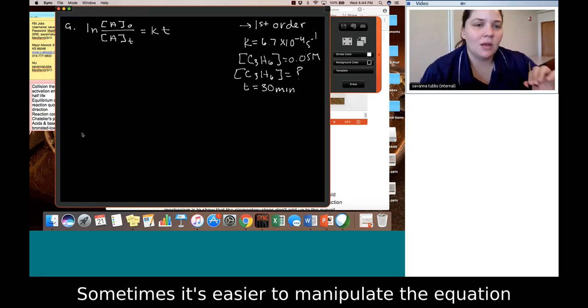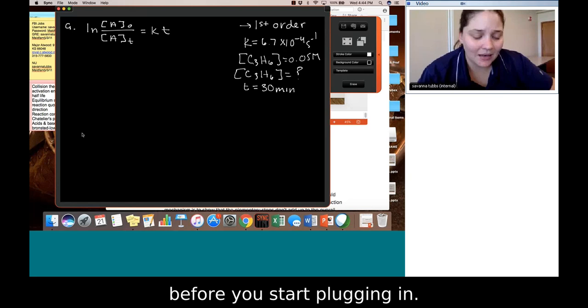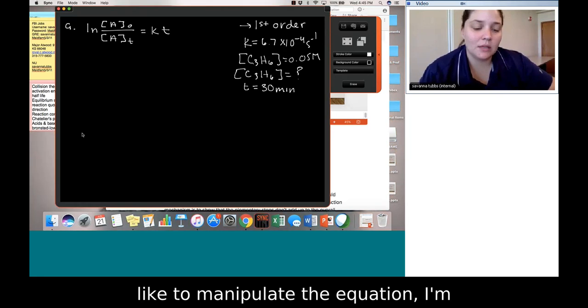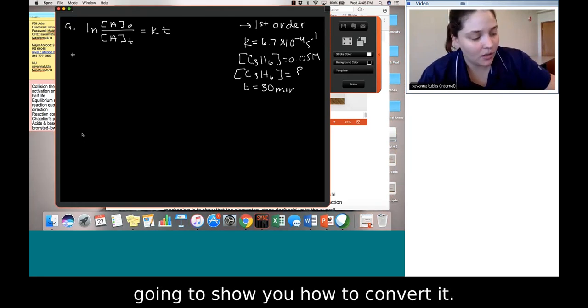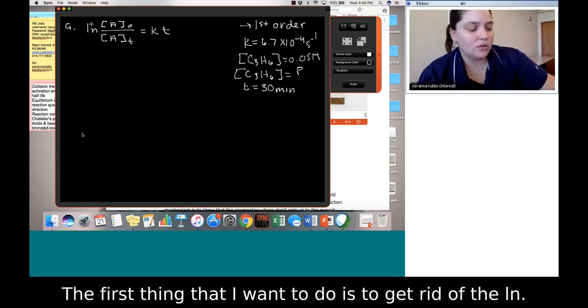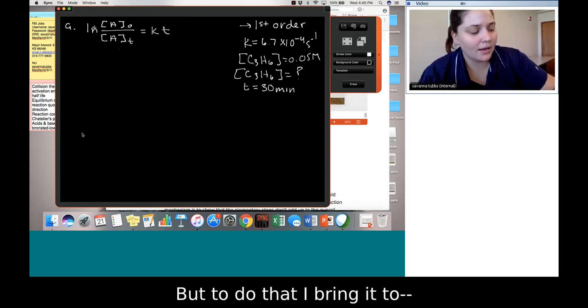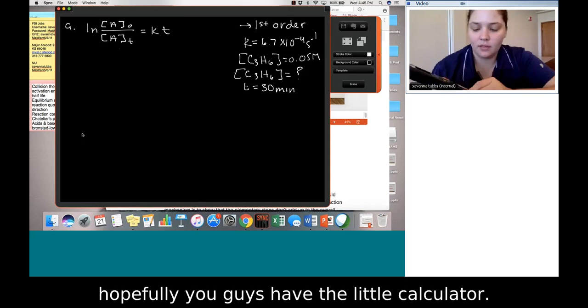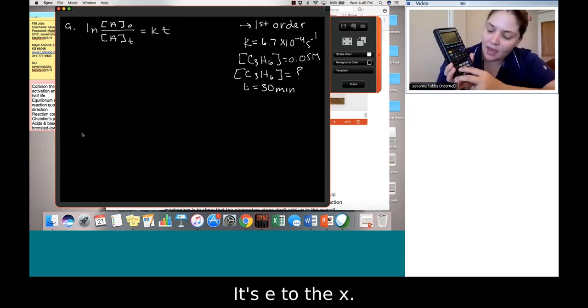Sometimes it's easier to manipulate the equation before you start plugging in. Sometimes it's not. So just for the people that would like to manipulate the equation, I'm going to show you how to convert it. So we want to get our final concentration by itself. The first thing I want to do is to get rid of the ln. To do that, I bring it to, hopefully you guys have the little calculator, it's e to the x.